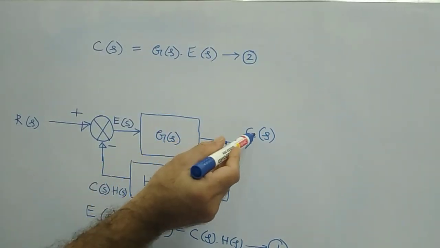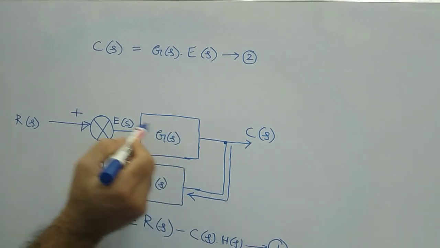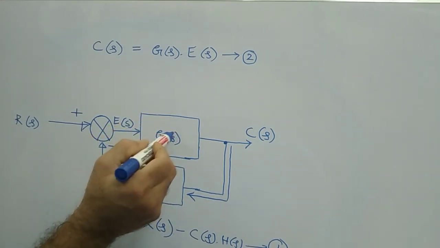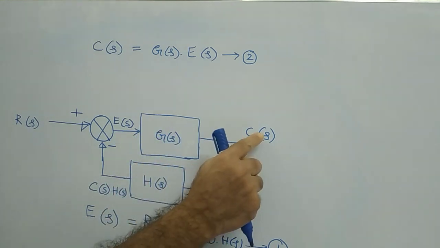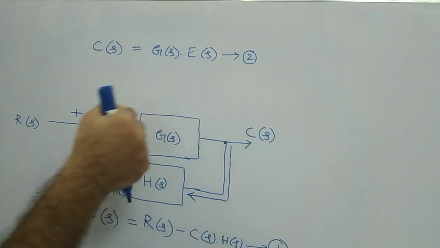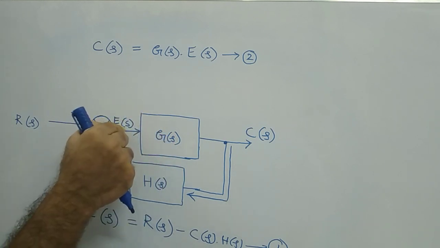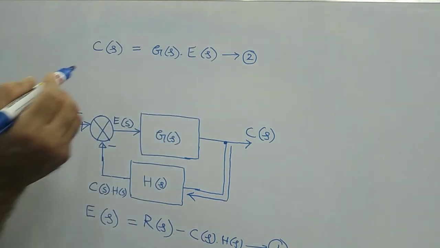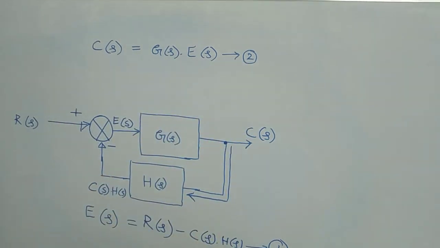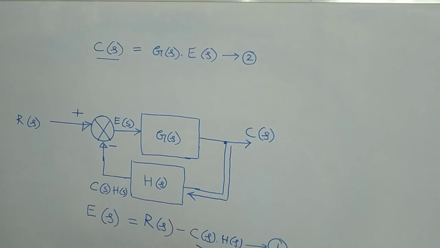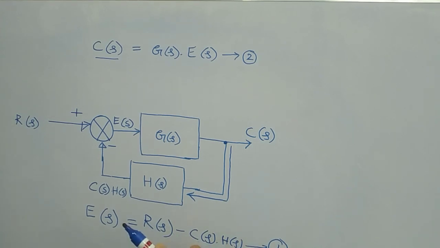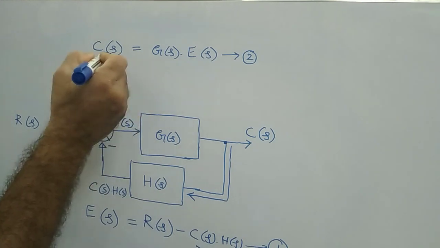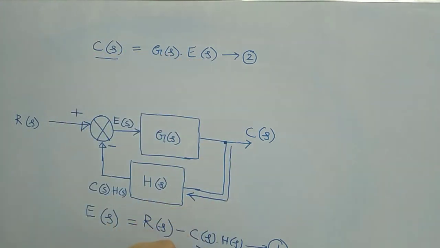Clear? C of S is nothing but gain into input. I am considering this block only. The output of this block is your C of S, so C of S is equal to G of S into the input, and the input is nothing but E of S. Now what we will do is substitute equation 2 in equation 1 for C of S. At the place of C of S in equation 1, you substitute C of S equal to G of S into E of S.